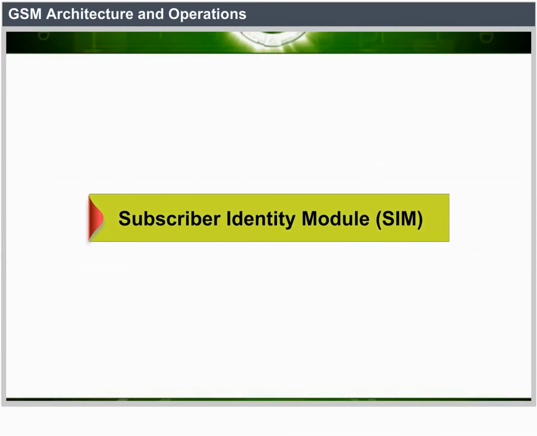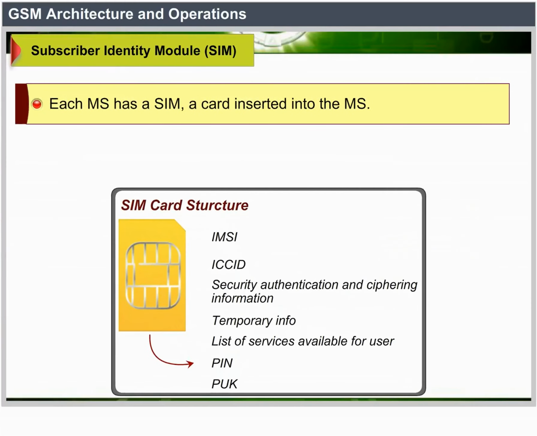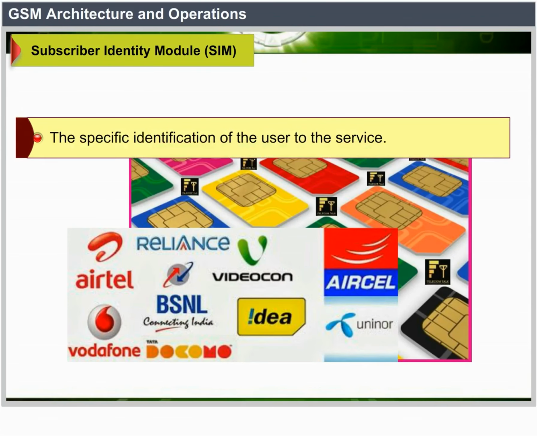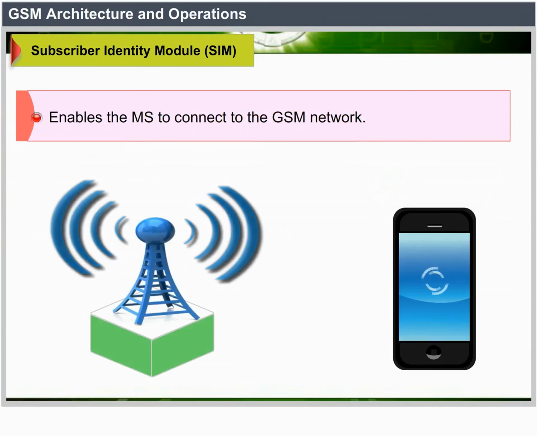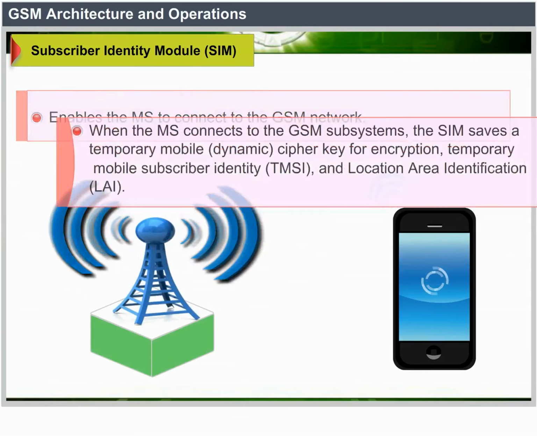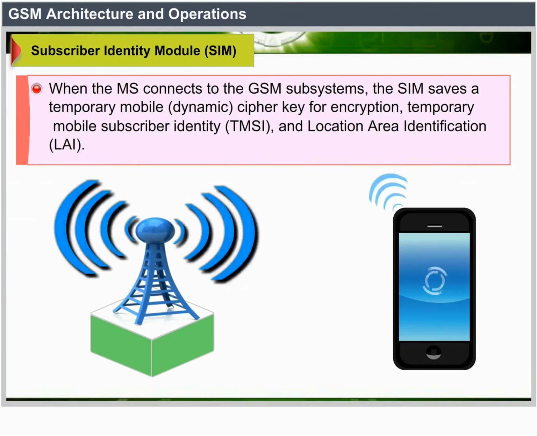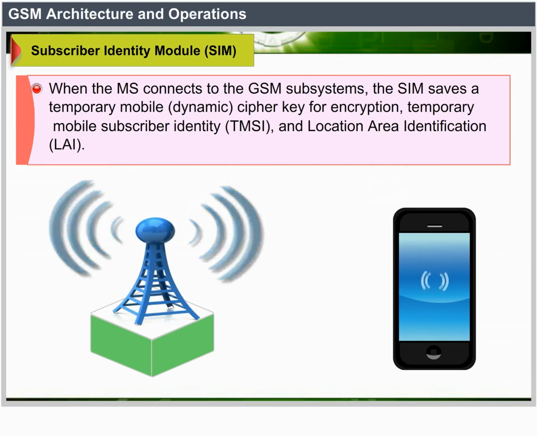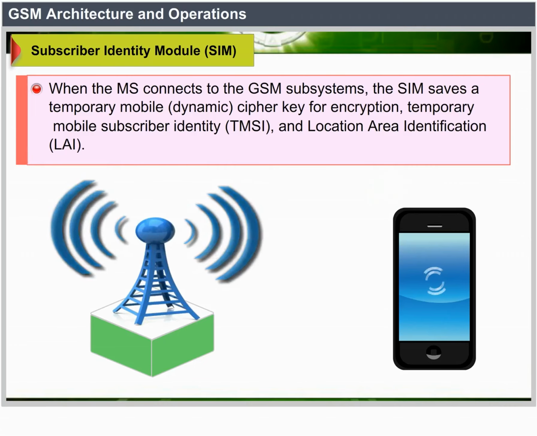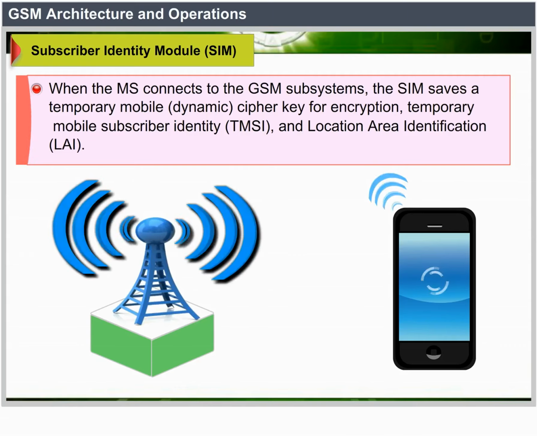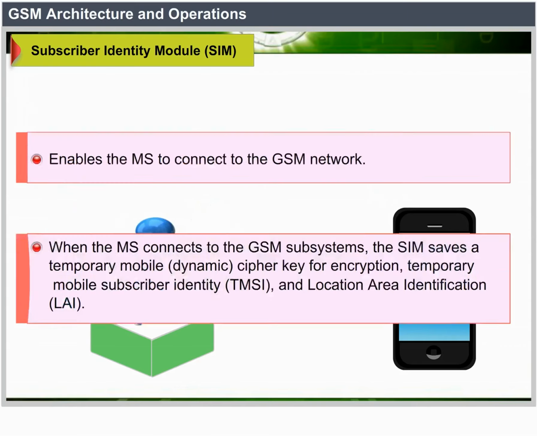Subscriber Identity Module, SIM. Each MS has a SIM, a card inserted into the MS, provided by the GSM service provider. It uniquely identifies the user to the service and enables the MS to connect to the GSM network. When the MS connects to the GSM subsystems, the SIM saves a temporary mobile dynamic cipher key for encryption, temporary mobile subscriber identity (TMSI), and location area identification (LAI).